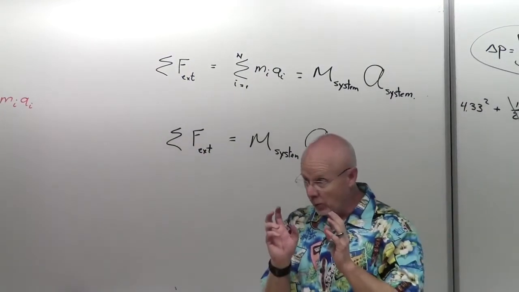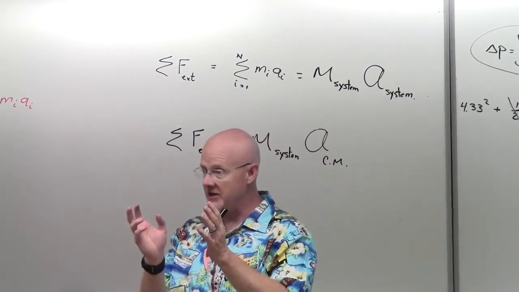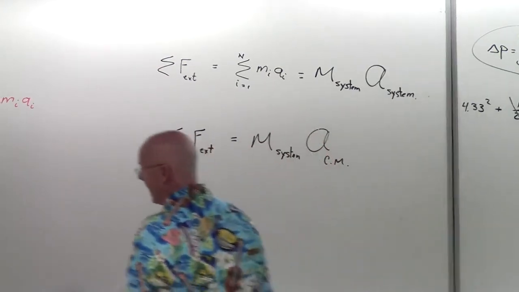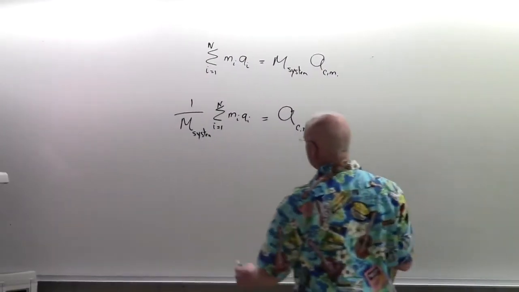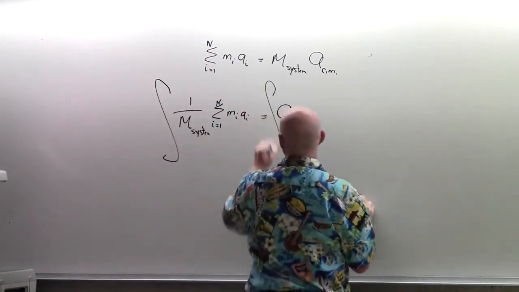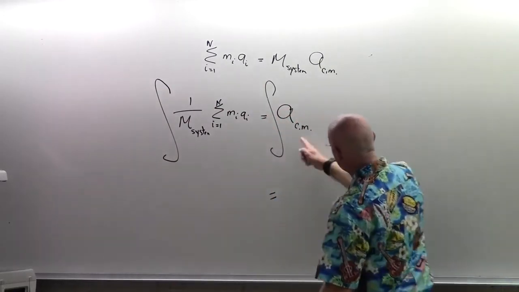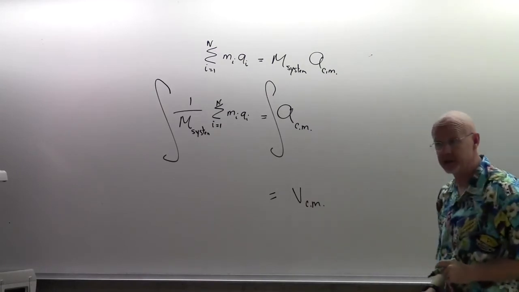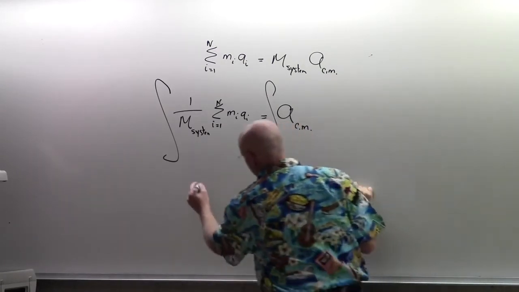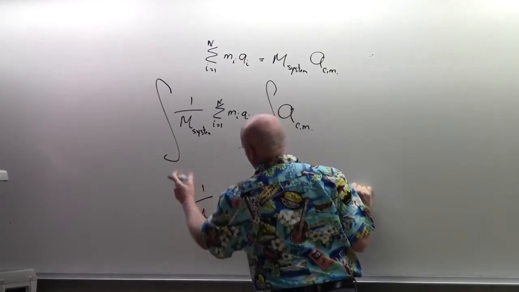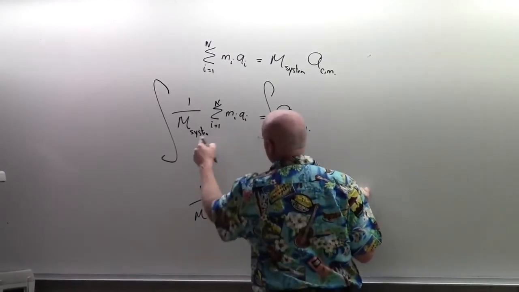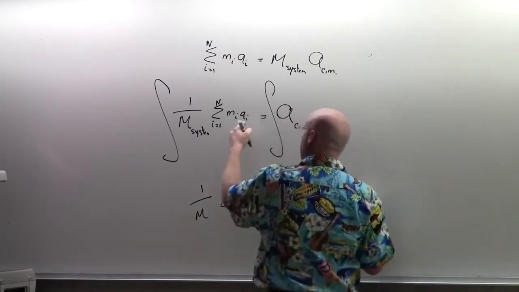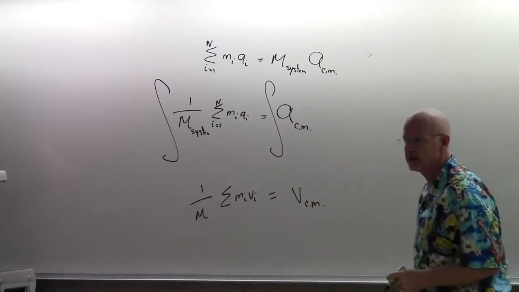But you were given the force. From that you were getting the acceleration. And the idea was to integrate it twice to get position. So let me do that. If I were to integrate it the first time, I would call this the speed of the center of mass. And over here, I would get 1 over the whole mass of the system. Let me just put a capital M there. And then it would be a sum of m_i v_i, because when I integrate acceleration, I get velocities.